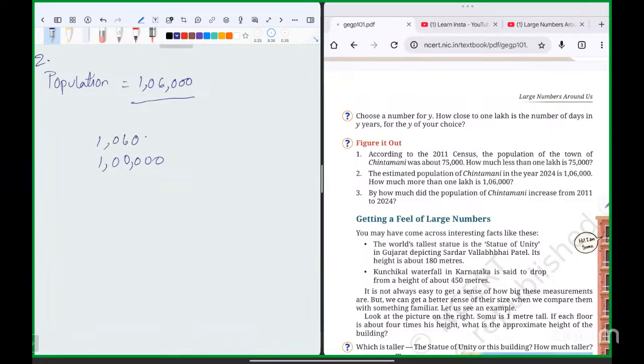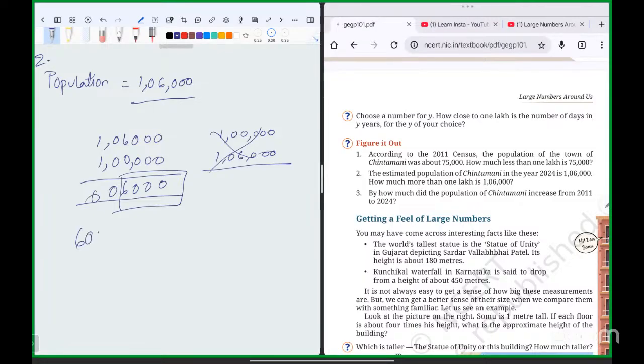So we cannot subtract 1 lakh 6,000 from 1 lakh, right? This case is not possible. So we must find how much greater 1 lakh 6,000 is than 1 lakh. So 0 minus 0 will be 0, 0, 0. 6 minus 0 will be 6, 0 minus 0, 0, and 0. So the desired answer is 6,000, which is 1 lakh 6,000 is 6,000 greater than 1 lakh. That is the answer for the second question. So let us move to the third question.